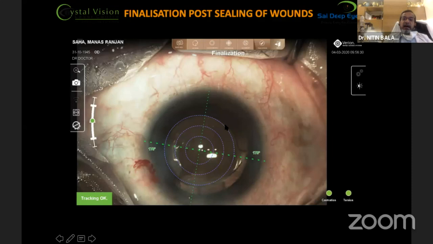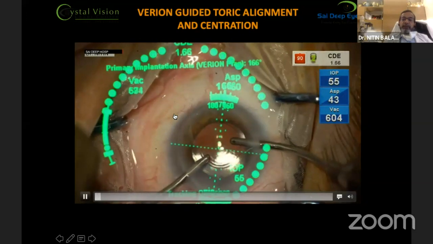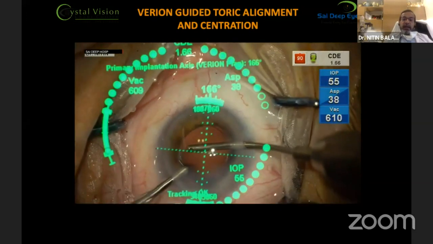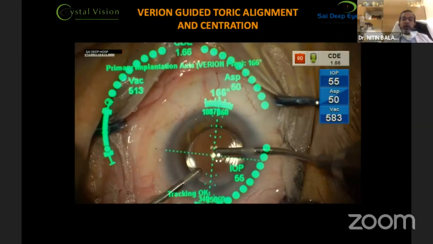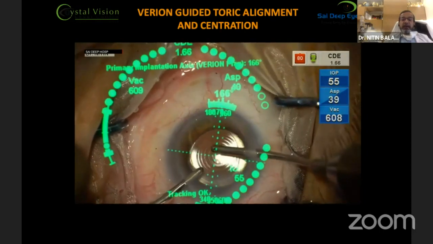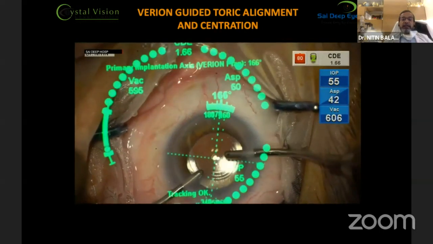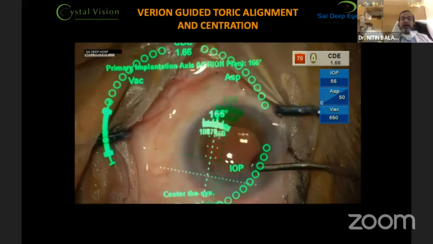Again, the finalization here after sealing of the wound can be achieved. And this is a small video to display here how this is done, and see the perfection with which a multifocal IOL is centered not only on the visual axis, but the axis of the toric multifocal IOL is exactly matching the pre-planned overlay which is displayed.